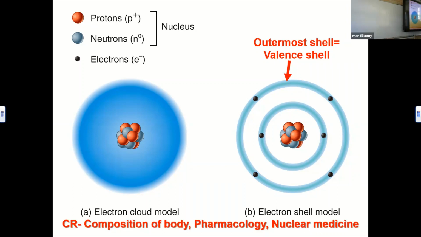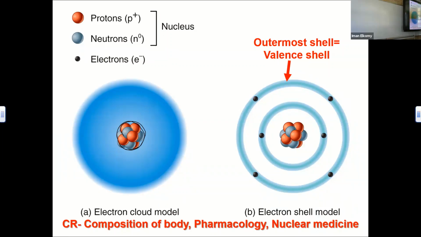So here are two different ways of showing an atom. We call this the electron cloud model, where you show your protons and your neutrons here in the nucleus, and then your electrons are in this cloud. This is the electron shell model. This is the one that we're going to be moving with.